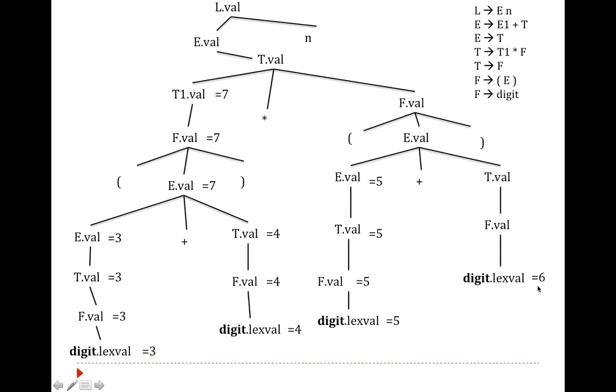This is 6, which is passed on. Now it is 5 plus 6, which becomes 11, which is then passed on. Then finally 7 into 11, which becomes 77, and it is passed on. So this becomes the annotated parse tree for the given grammar.